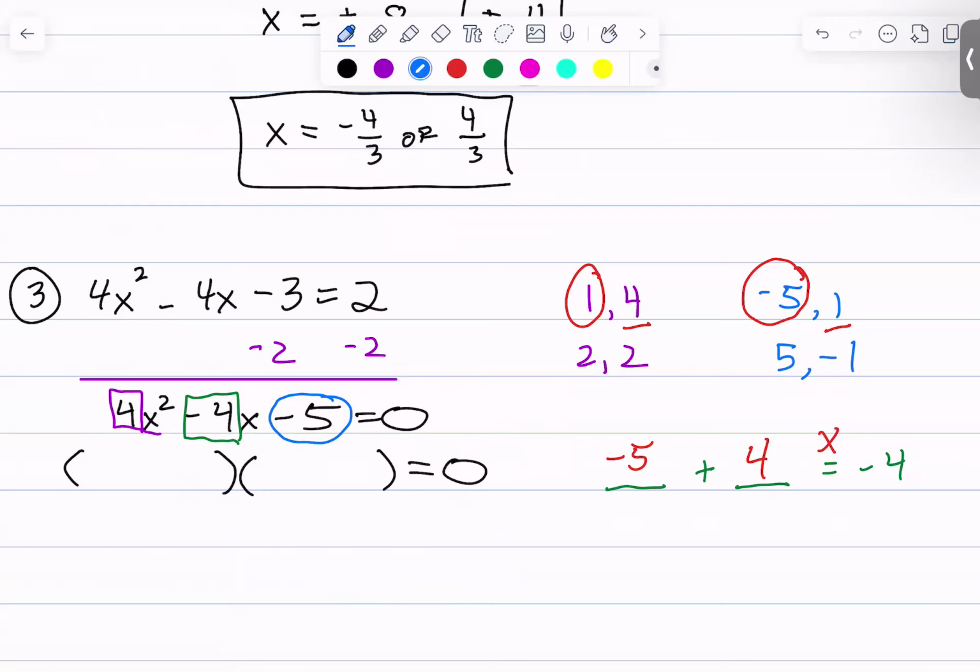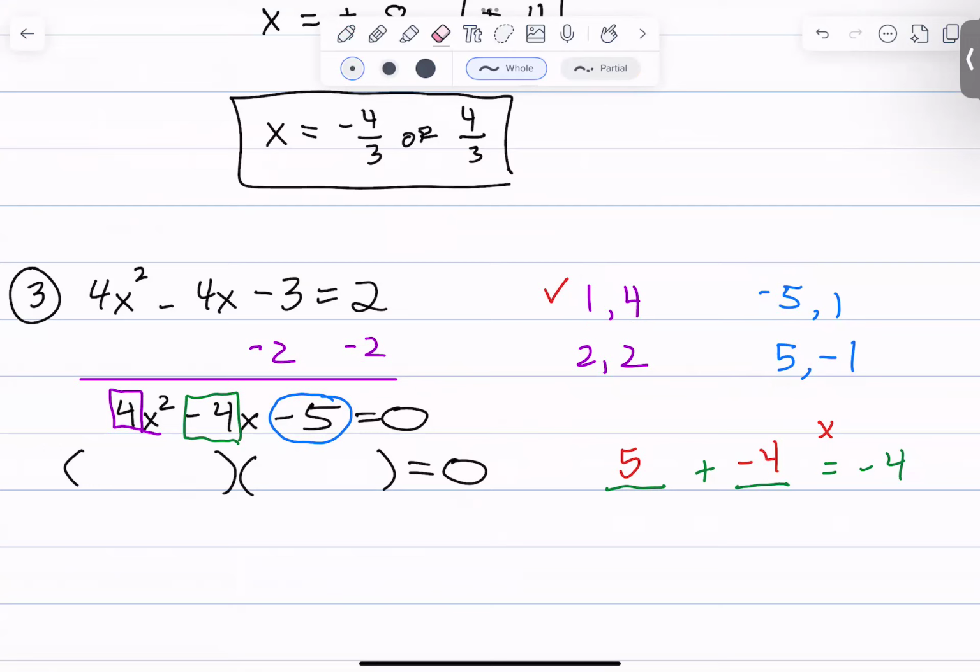Let's try 4 and 1 and 5 and negative 1. So 1 times 5 is positive 5. 4 times negative 1 is negative 4. That does not work. Now we can also use this one and switch what we did in our first one. So 1 times 1 is 1. 4 times negative 5 is negative 20. That does not work.